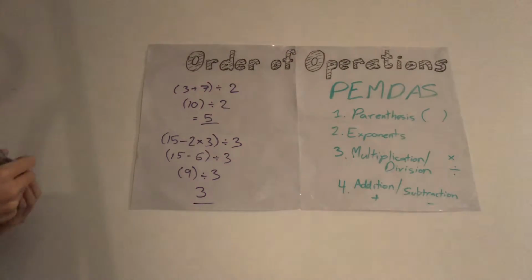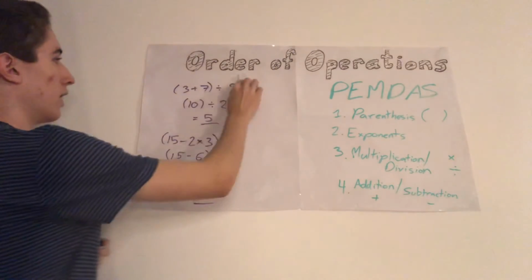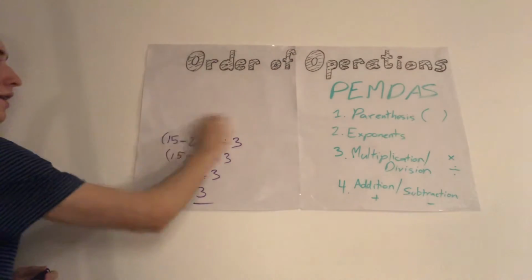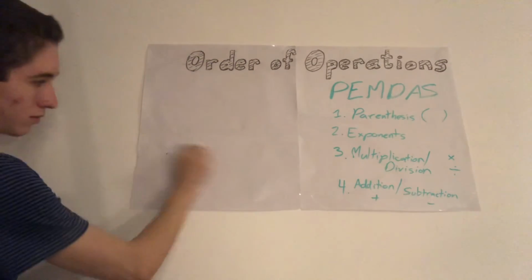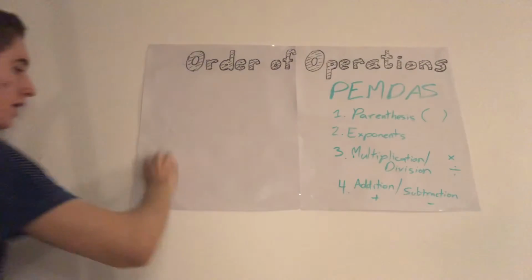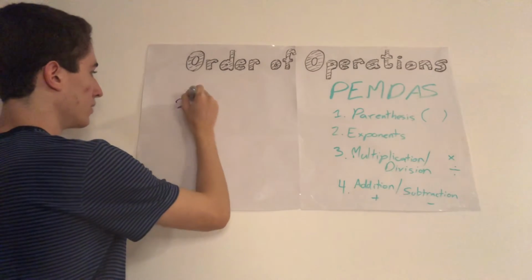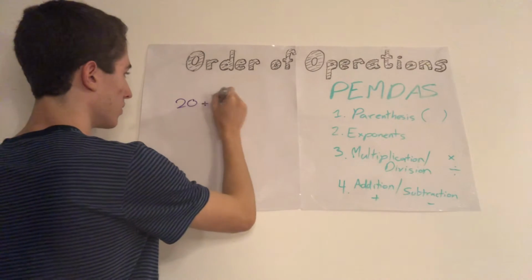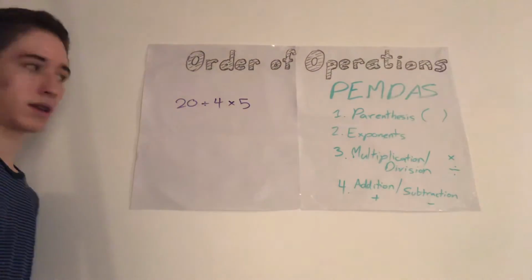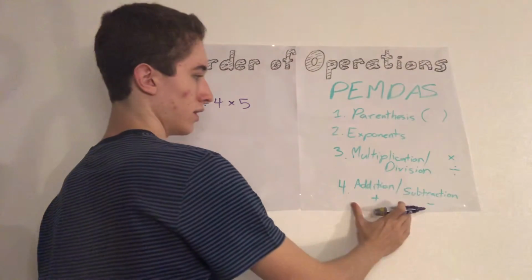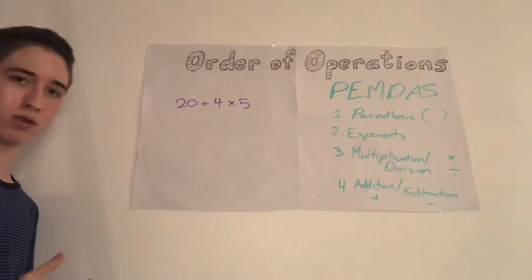Yes. And now, for our last example, let me show you what I was talking about earlier with the order of multiplication and division. What if you had 20 divided by 4 times 5? If you look at your list here, multiplication and division are on the same level, correct? So it wouldn't matter the order in which you do them.